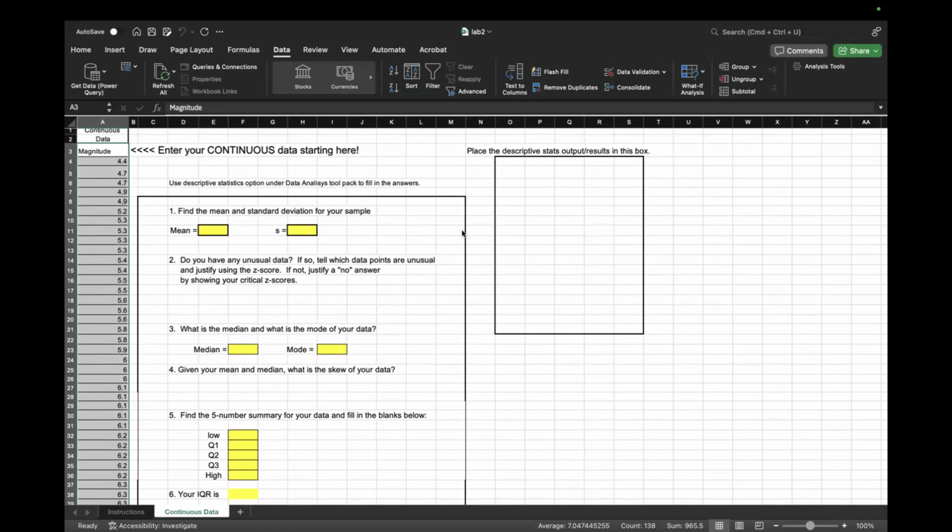So the very first thing that we need to do when we are doing lab 2 is to get something called the descriptive statistics tool. I think that's what it's called, data analysis tool, something like that. That's the very first thing that we need to do. I need to hide that.